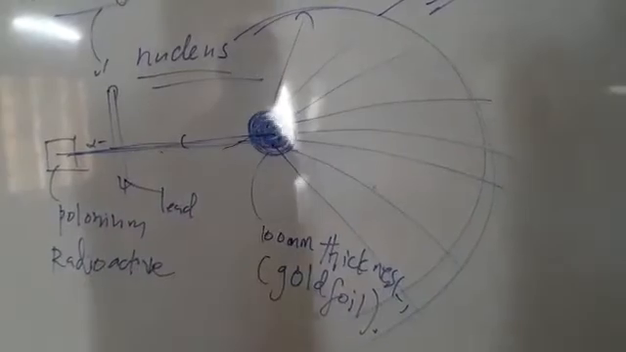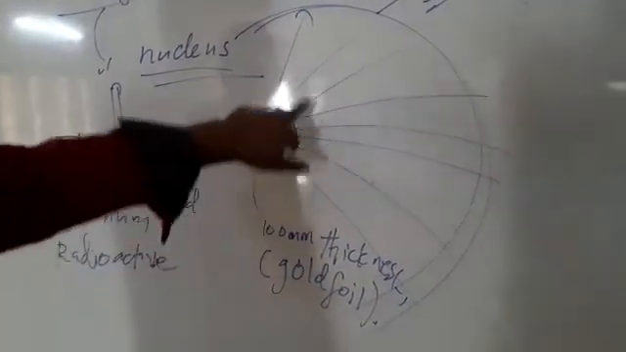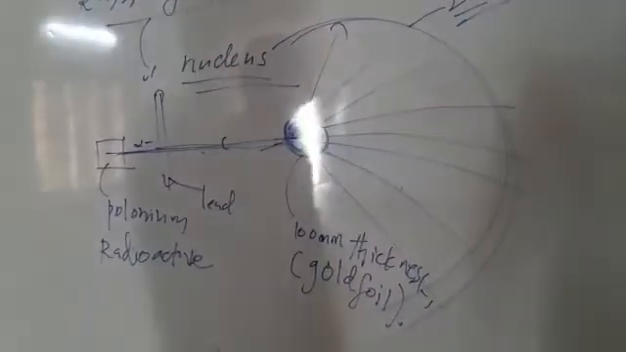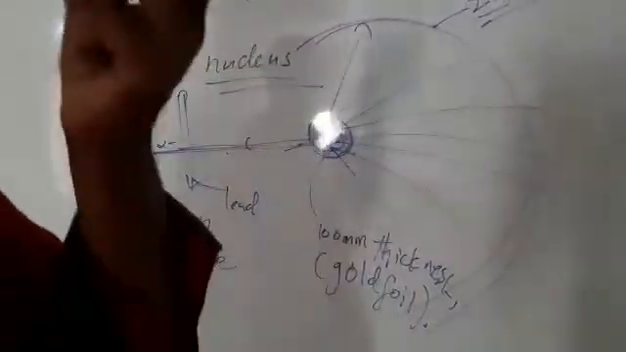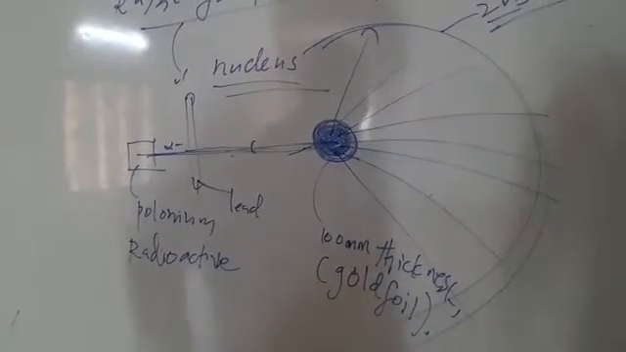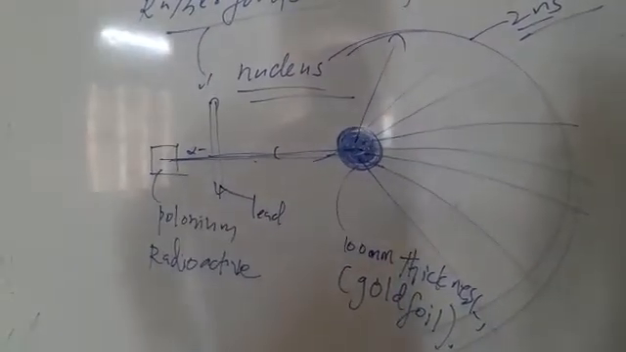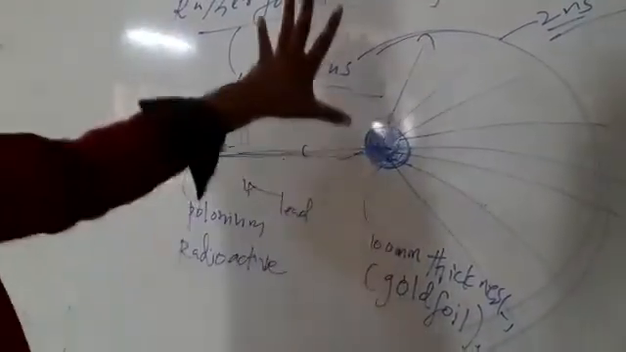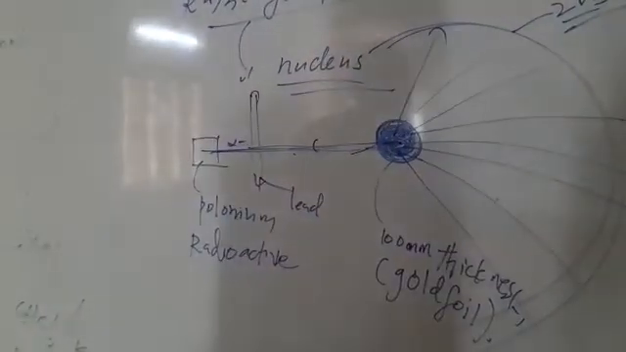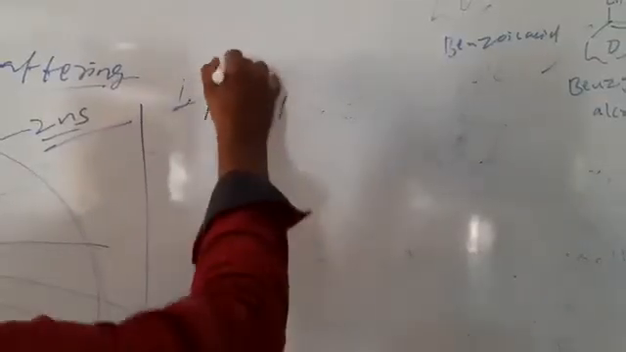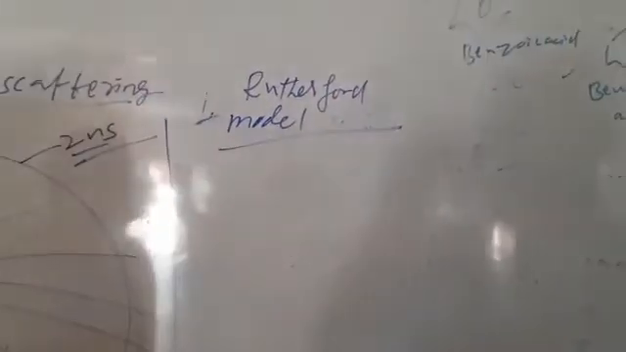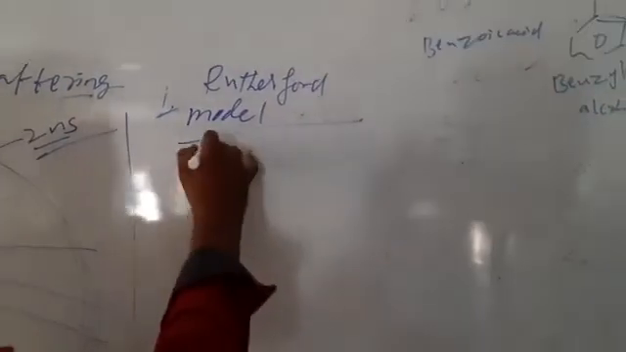Based on that, he understood that at the center of the atom, a massive positive charge is present. He observed these points from the alpha ray experiment. Based on this experiment, he proposed his Rutherford model. This is also called the planetary model.